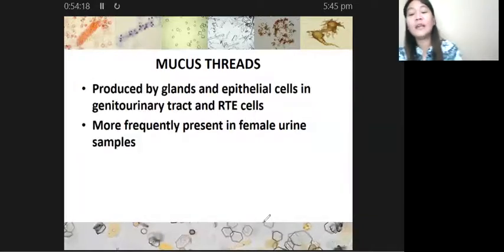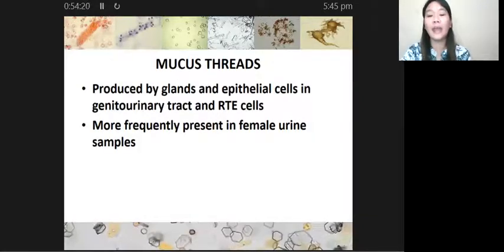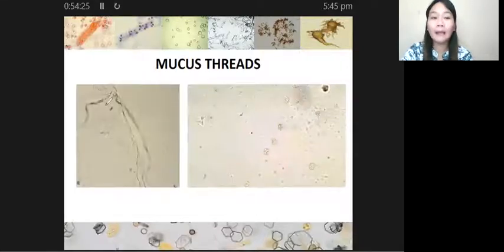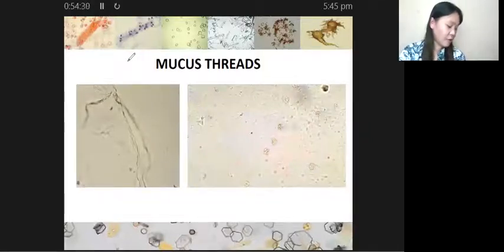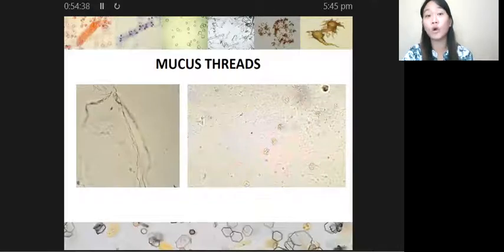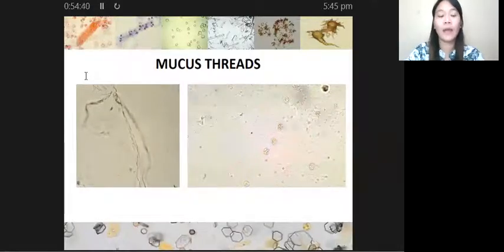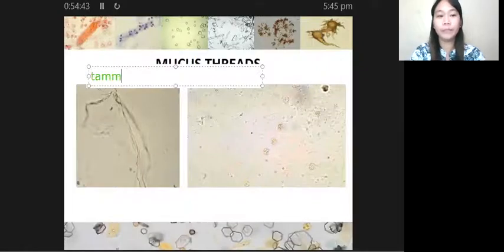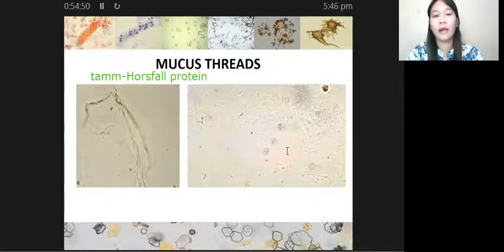Okay. So your mucus threads have a spider web-like appearance under the microscope, and the constituent that is present, nasa module nyo. The constituent that is present in your mucus thread is your Tamm-Horsfall protein. So that is the constituent that is present.